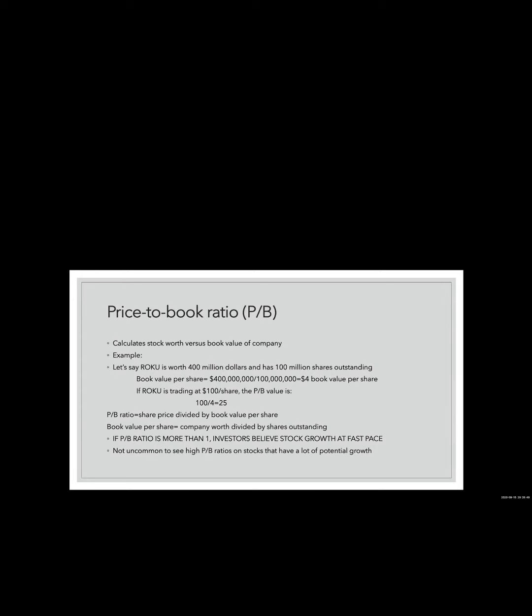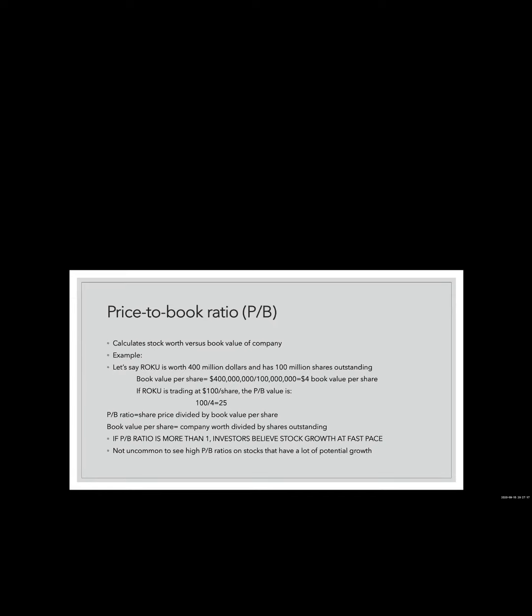Price to book ratio, or P over B, calculates the stock worth versus book value of the company. So for example, let's say Roku is worth $400 million and has 100 million shares outstanding. So the book value per share is $400 million, which is the worth, divided by the 100 million shares outstanding, and you get a $4 book value per share. Now, if Roku is currently trading at $100 a share, which it's not, but it's hypothetical, the PB value is based on that book value per share.